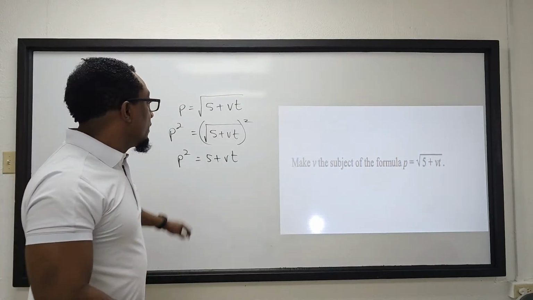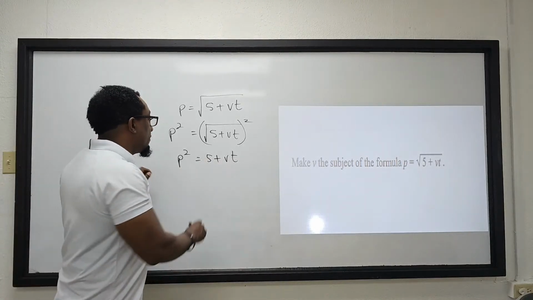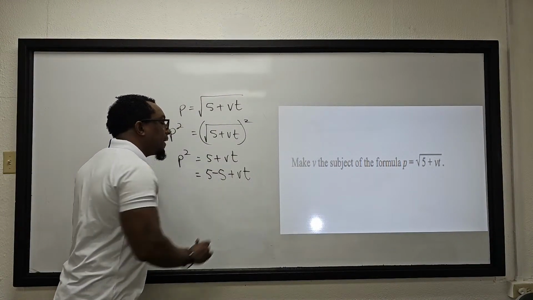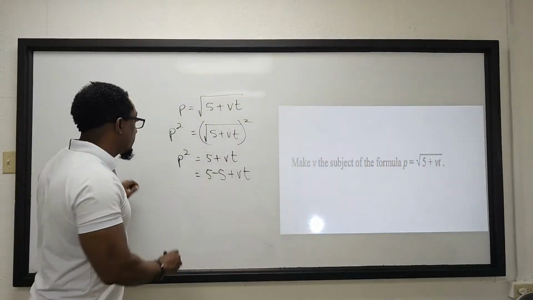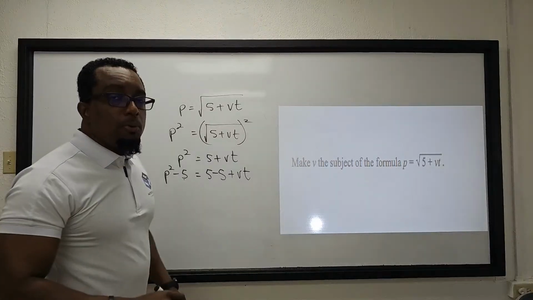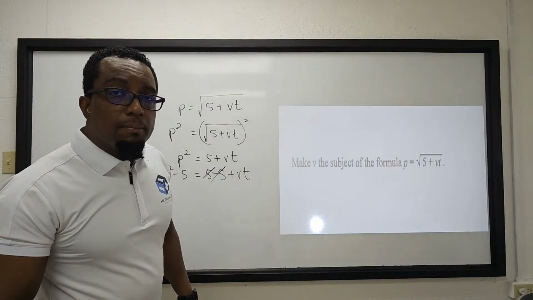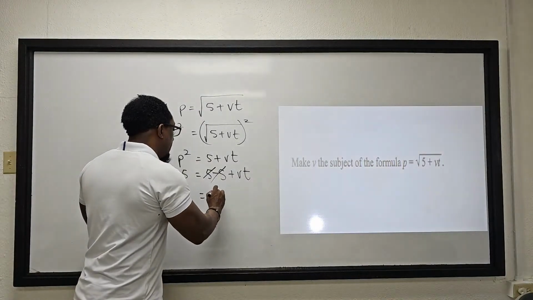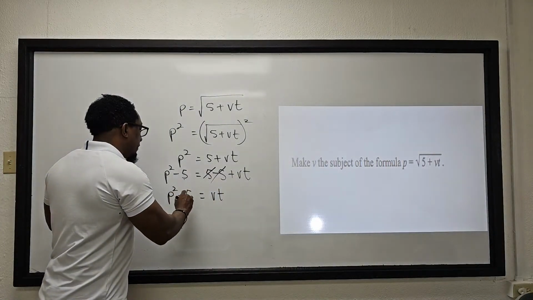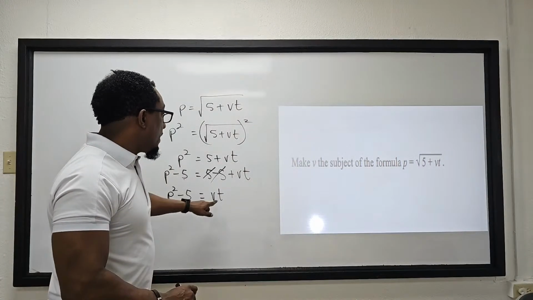So we know that the opposite of addition is subtraction. This is positive 5. So therefore, I'm going to subtract 5 from both sides. What I do to one side, I must do to the other. So my two 5's on the right cancel to become 0. I'm going to be left with vt is equal to p squared minus 5.